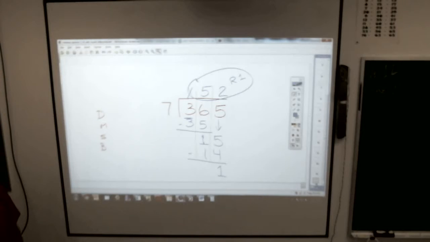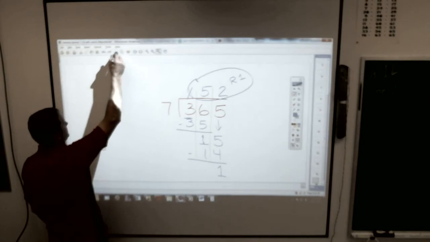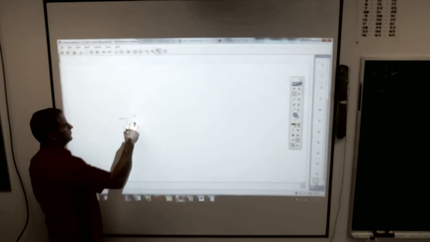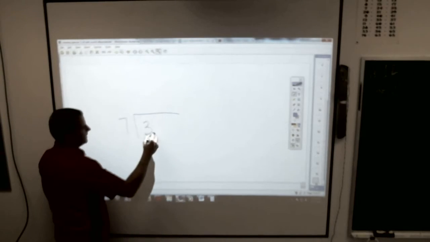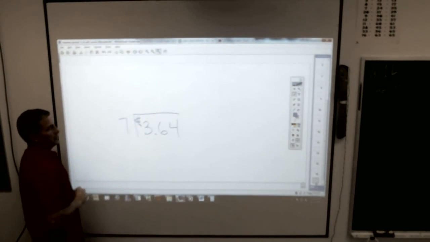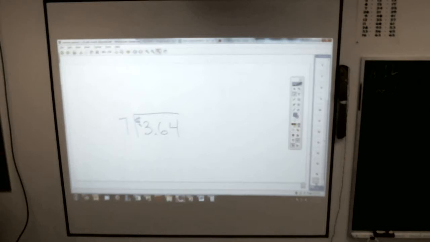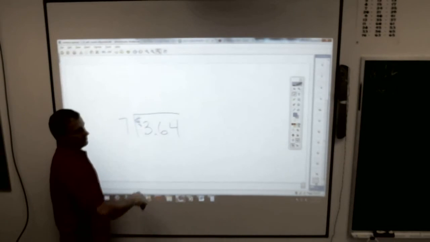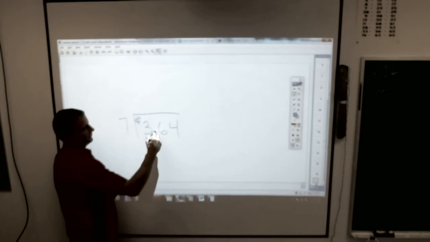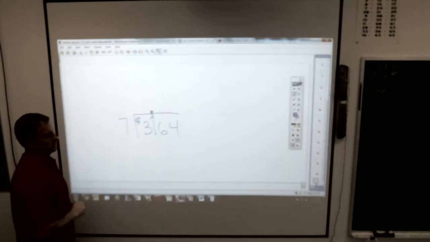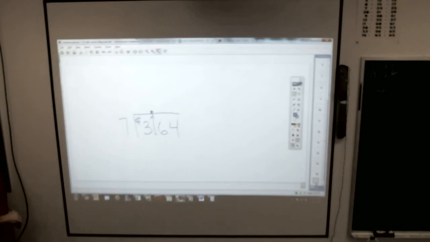Oh, you know, we should probably do one of these. What if it has dollars and cents? What if it's 7 into $3.64? If you're dividing into dollars and cents, your answer needs to be in dollars and cents. And one thing to remember is wherever the decimal is here, just go straight up where it's at and put it up here, which only will make sense in the end anyway.